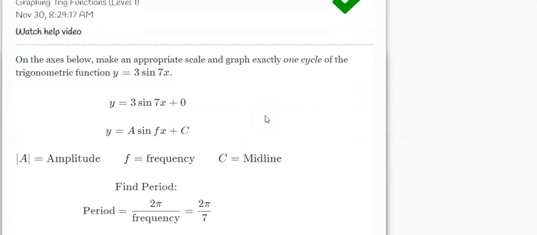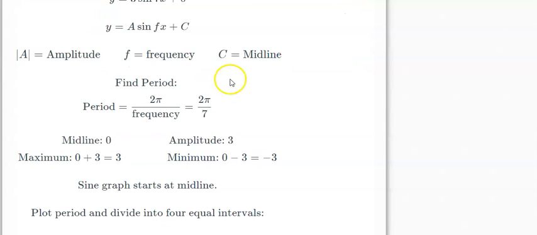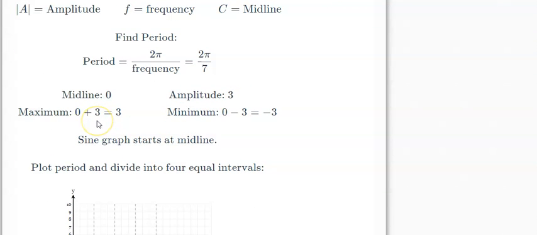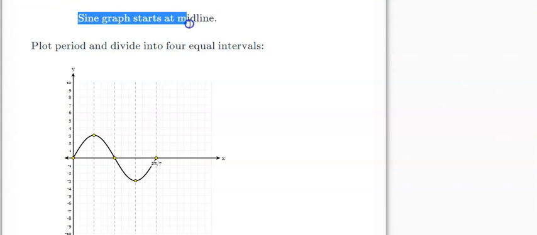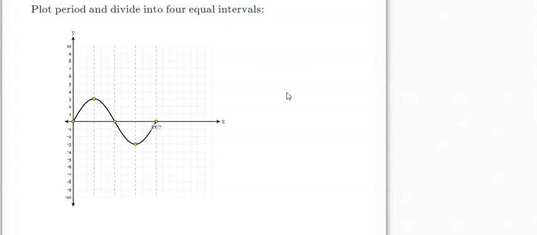And there you go. In Delta Math, they also have you identify the amplitude, the frequency, and the midline, and use the frequency to get the period. I did not go as far as to identify the max and min. I figured that would be intuitive enough once you've had enough practice on the previous Delta Math assignments. They also identify that the sine graph starts at the midline. Notice that when they draw their graph, they spread theirs out so it looks a little bit nicer. But they did the same thing I did.